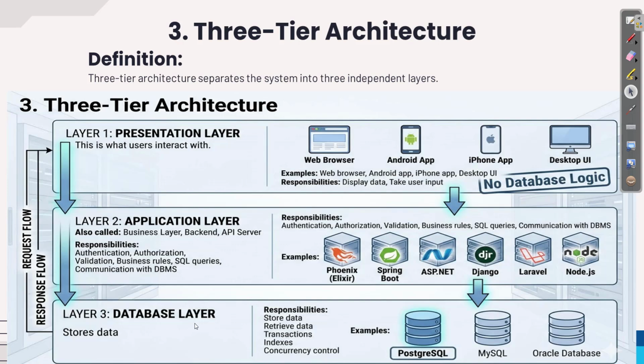The third layer is the database layer. It stores the data, retrieves data and handles transactions. We create the indexes, and concurrency control is all managed here. So we can use any database, for example Postgres, MySQL, Oracle or any other database. So this is the three-tier architecture.